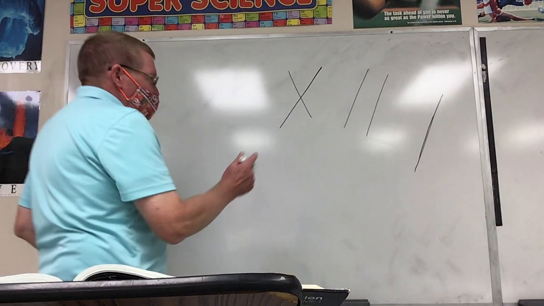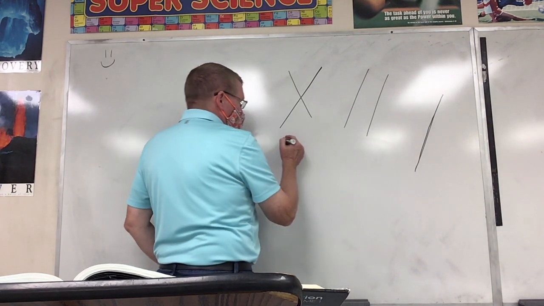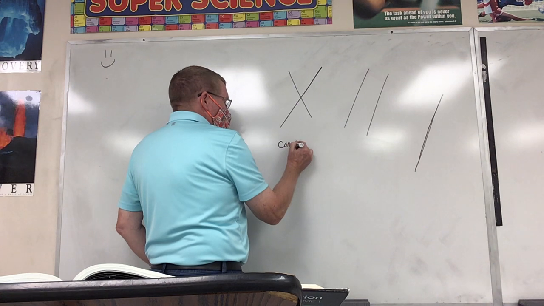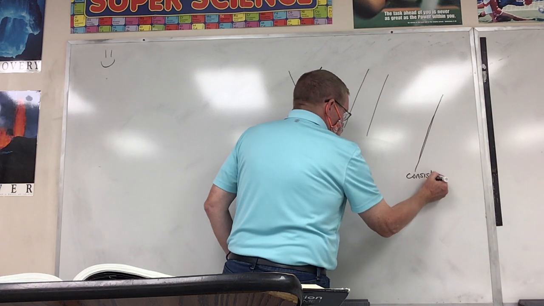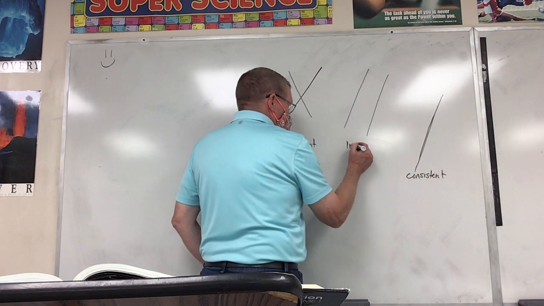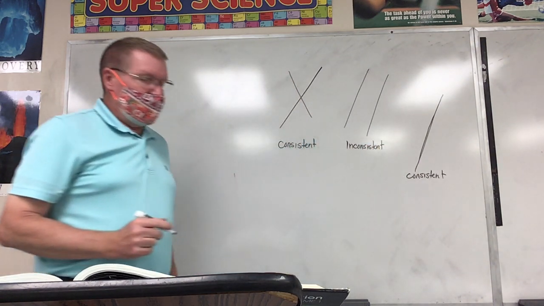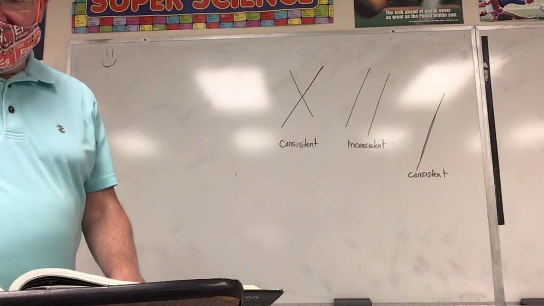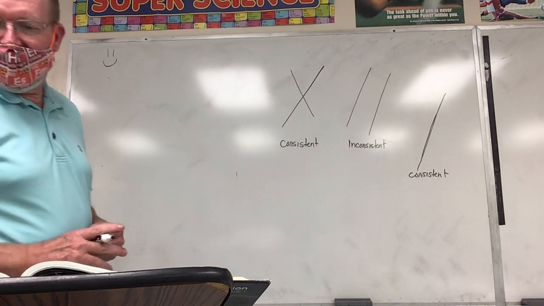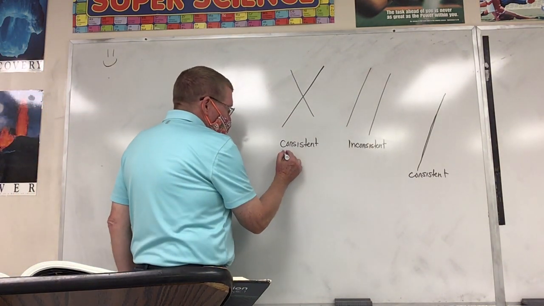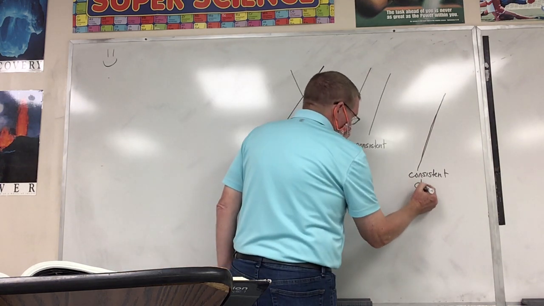So each one of these types has a name. All right? So these are consistent. And parallel are inconsistent. So that's the first thing. All right? Then the two consistents would have independent and dependent.